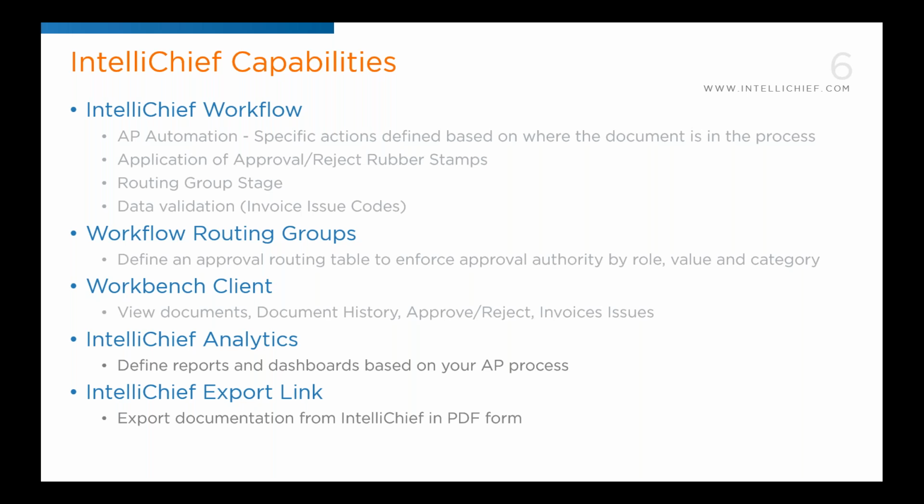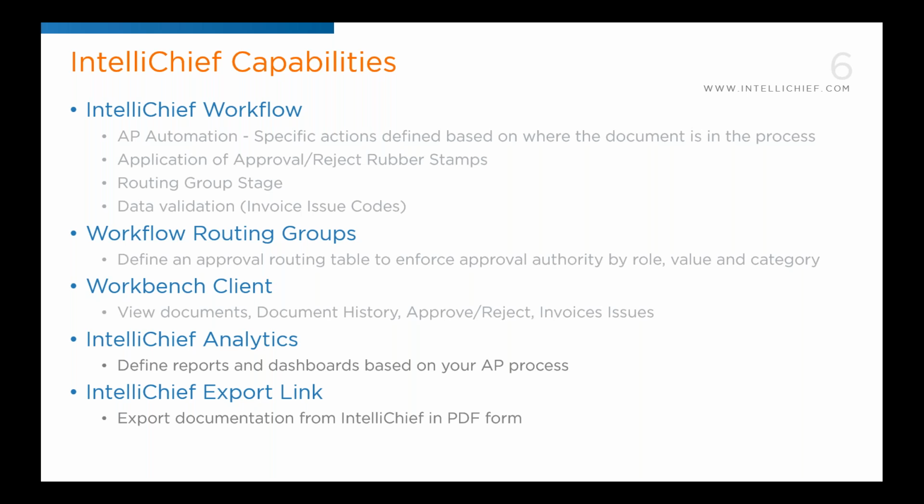Beyond that, in our workflow, we have a specific stage that we call our routing group stage. This ties directly in with the item below, the workflow routing group. So we can take the approval level or authority levels that you have defined for your company, and we can enforce those in IntelliChief. If you think about it, you have a certain routing process for a given invoice. We can take that invoice routing process, enable it, enforce it in IntelliChief based on an invoice or a specific category and a dollar amount, and ensure it receives the proper authority, and then demonstrate that you have met the criteria for why that document was allowed to be paid.